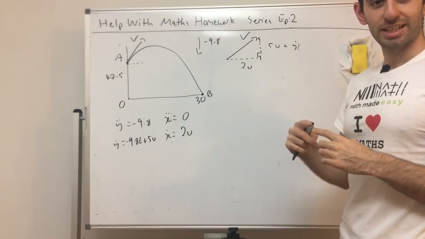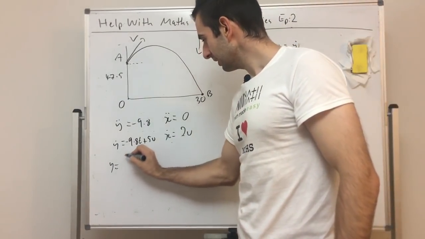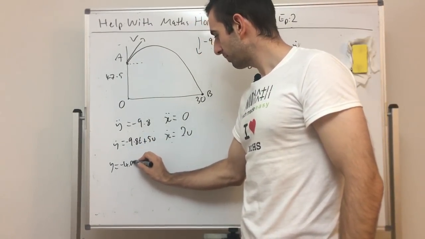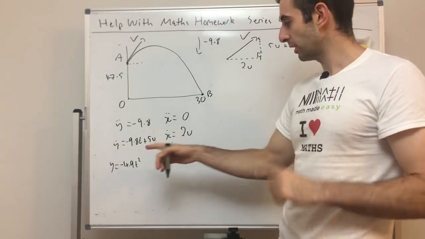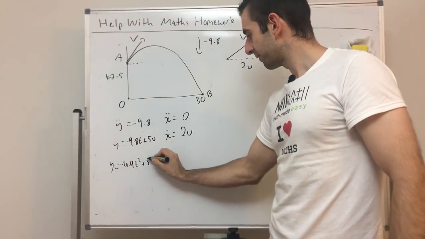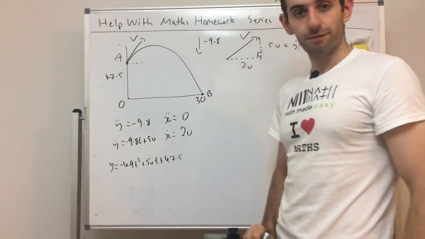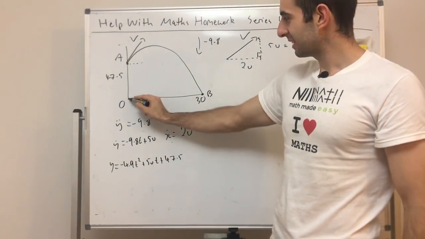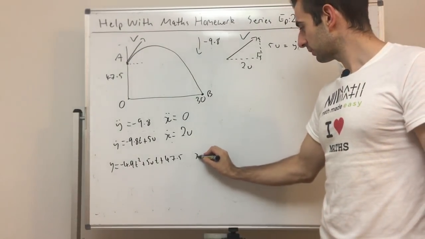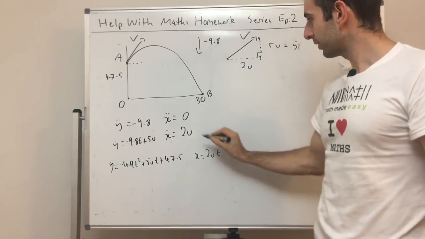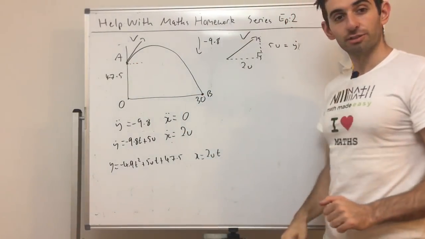And lastly, I'm just going to need my y and x equations. So we integrate again. So add 1 to the power, divide by the new power. So that means we'll be dividing by 2. So negative 9.8 divided by 2 is negative 4.9t squared, plus 5ut, plus 47.5. Because we start when t equals 0, the starting point is 47.5. And then x will just be 2ut, because the starting point is still x equals 0. So there are my equations of motion.